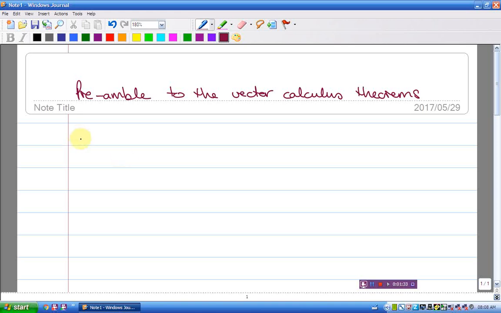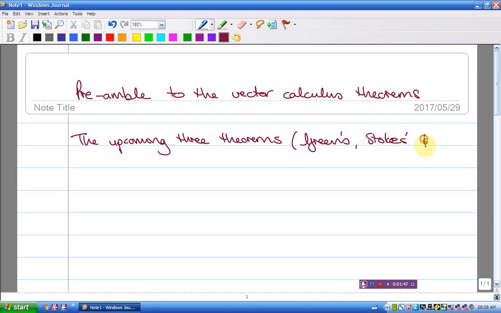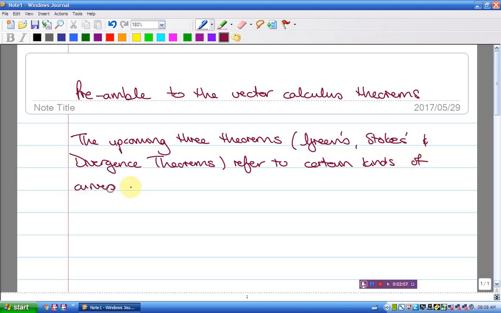So the upcoming three theorems: Green's, Stokes, and Divergence. Divergence theorem is also called Gauss's theorem. They refer to certain kinds of curves and regions, which we should define. So let's do that.